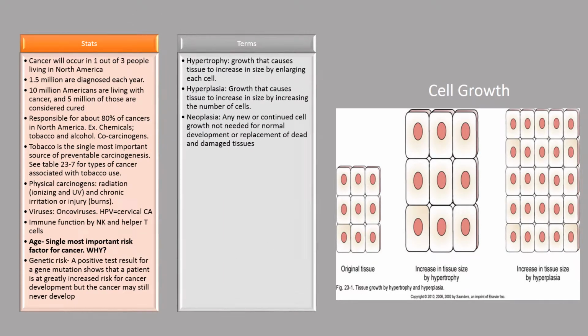Okay, so let's discuss a few terminologies. We have hypertrophy, which is a growth that causes tissue to increase in size by enlarging each cell. We have hyperplasia, which is growth that causes tissue to increase in size by increasing the number of cells. We have neoplasia, and that is any new or continued cell growth not needed for normal development or replacement of dead and damaged tissues.